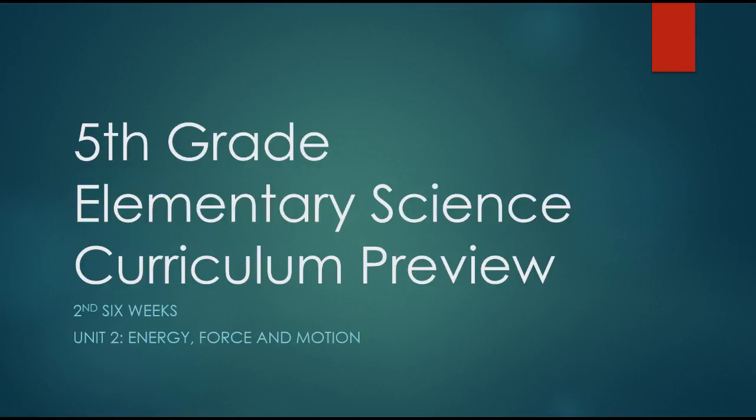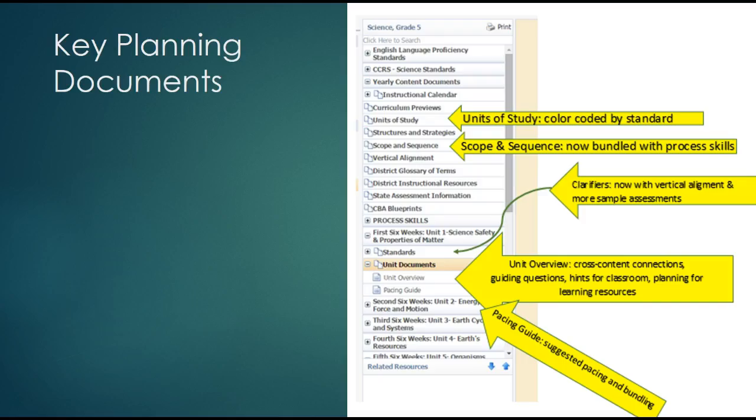We're going to be talking about what's coming up in the second 6 weeks for Unit 2, Energy, Force, and Motion. As always, we're going to be referring to a couple of key planning documents that are located in Forethought. So just a reminder, if you don't have these printed out, you might want to have them open in a view behind this particular presentation so you can pause the video and refer to those. We're going to be talking about the pacing guide, refer to some parts of the unit overview, and then look at some updates to the clarifiers today.